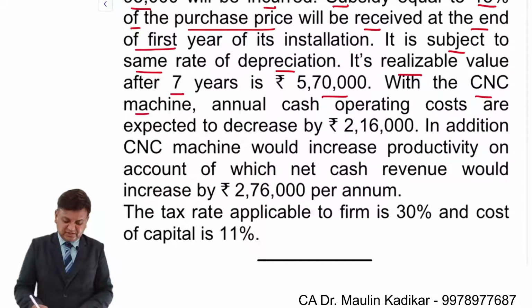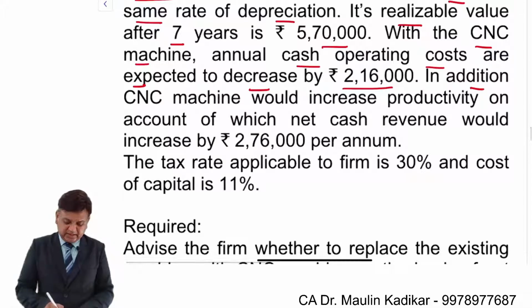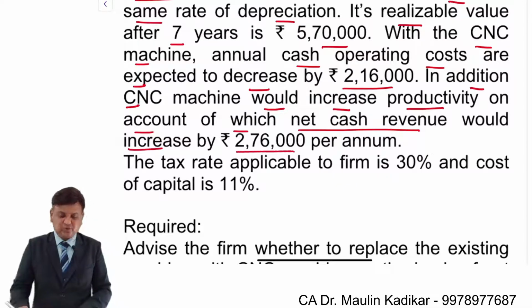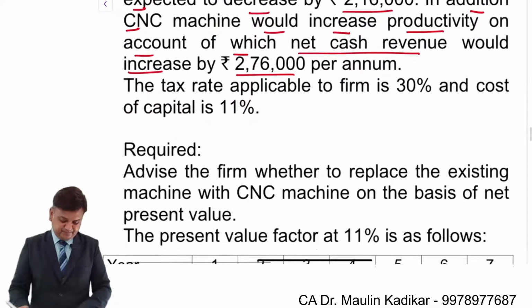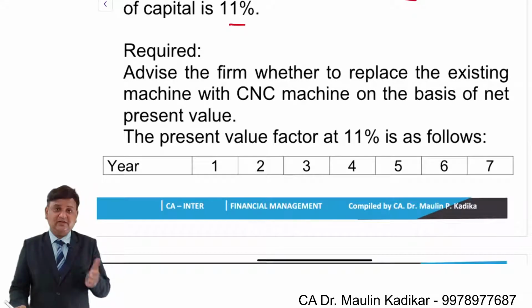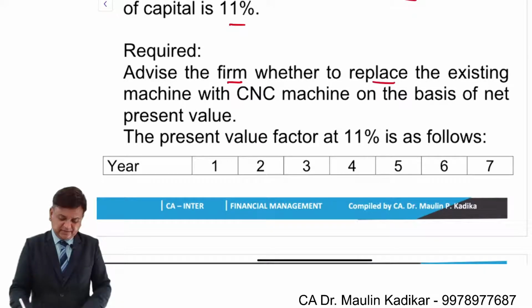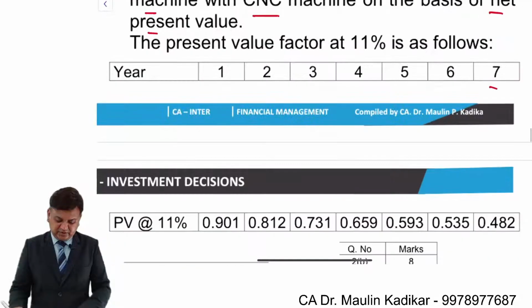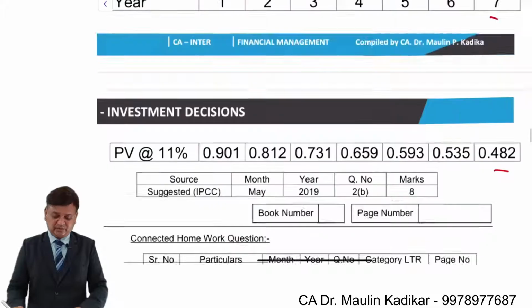With the CNC machinery, annual cash operating costs are expected to decrease by 2,16,000. In addition, CNC machinery would increase productivity, on account of which net cash revenue would increase by 2,76,000 per annum. Income tax rate is only 30%, discounting rate is 11%. Advise the firm whether to replace the existing machinery with CNC machinery on the basis of NPV, that is the question. Year 1 to year 7 discounting factors information have been provided to us.